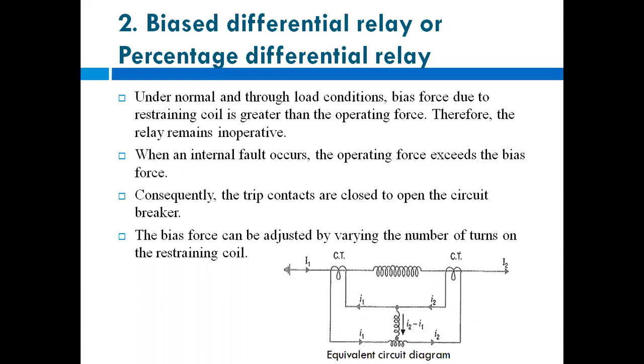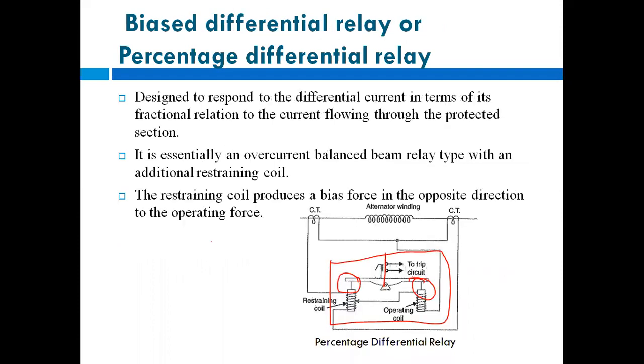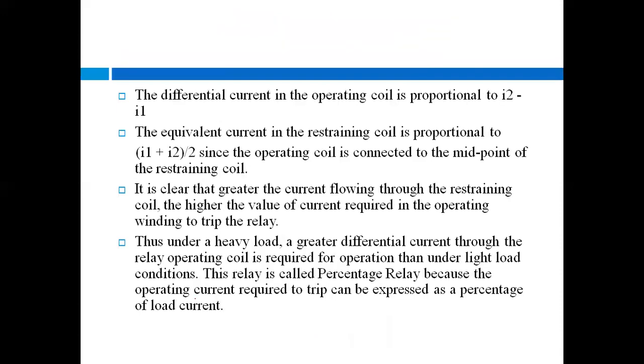Now the bias force can be adjusted by varying the number of turns of the restraining coil. More turns are shown here, so if we want to change that, we can change it. But what happens if we change that? Accordingly, whatever the force of that restraining coil is will also change.